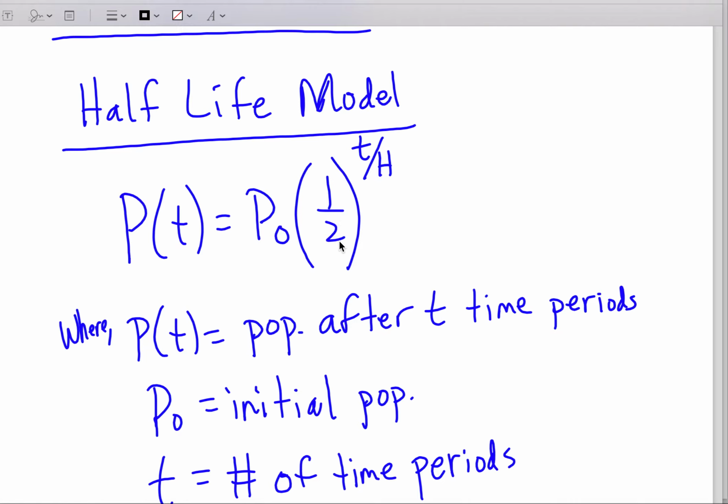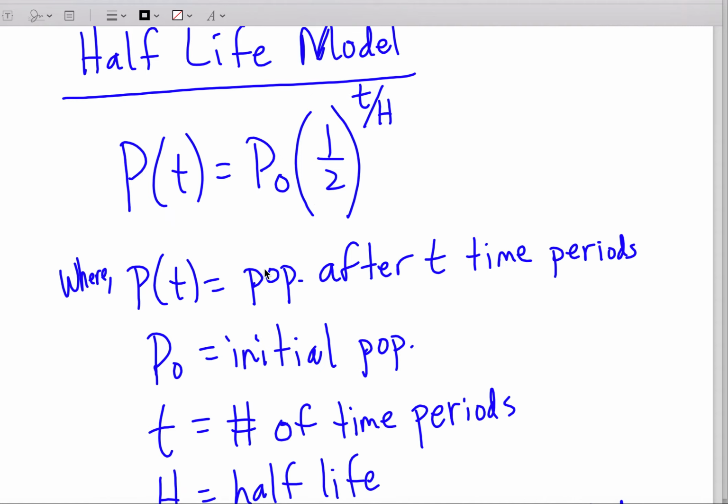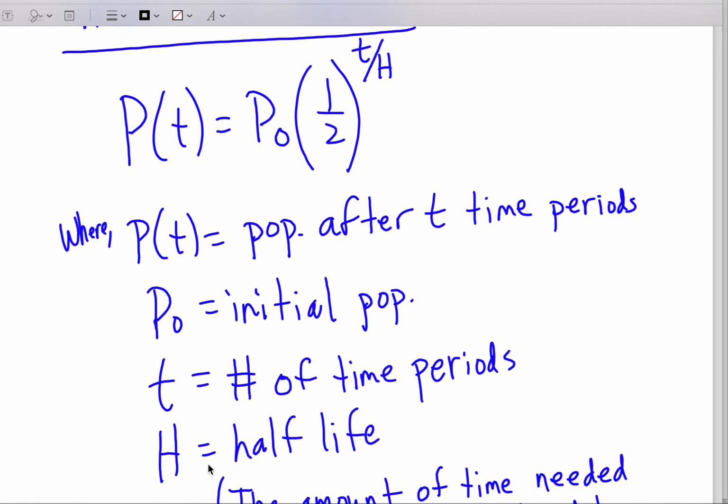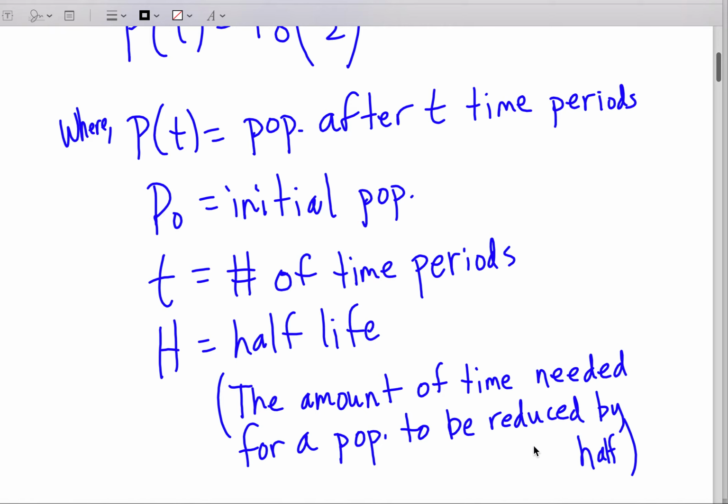H is our half-life of that object, and then we have this 1/2 instead of 2. And again, you start with what you started with. So P of t is the size of the population in time t. P0 is your initial size. T is your number of time periods. H is this thing called a half-life. And again, that's the amount of time needed for a population to reduce by half.